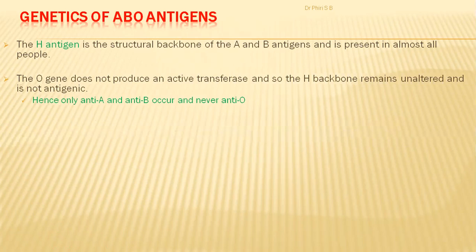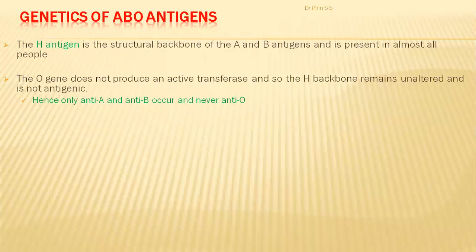The O gene does not produce an active transferase, and so the H backbone remains unaltered and is not antigenic. Meaning that the gene that codes for H antigen doesn't produce a transferase enzyme that is capable of transferring a carbohydrate moiety from a donor molecule to a recipient molecule. The donor molecule contains that carbohydrate moiety, and the recipient molecule in this case is the H antigen. So people who are blood group O have no information in their gene for coding for this transferase enzyme. Because of that, they are unable to transfer these carbohydrate moieties to H antigen.